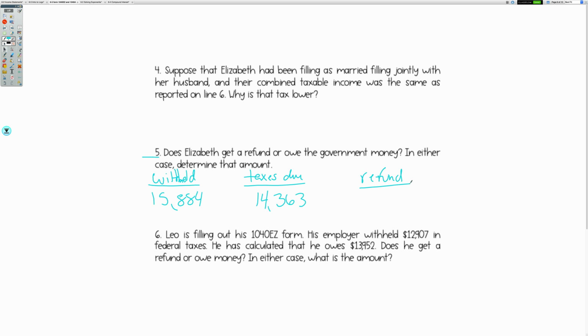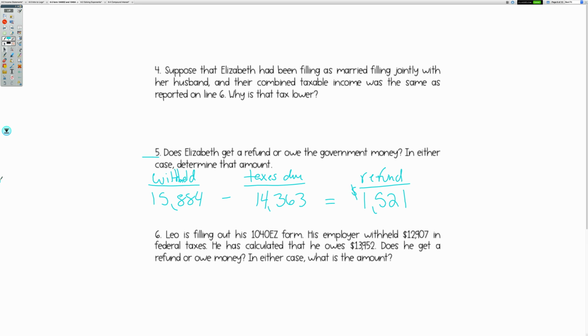Yep. And let's figure out how much money she'll get back. Let's subtract it. 15,884, take away 14,363, and so she gets $1,521 back as a refund. Don't you have to be 18 to get it back? Yeah. I think unless you file for emancipation, then you're separate from your parents. But if you have a job, your parents can get your refund, right? Well, if you're their dependent. Yeah. Okay, so yeah.